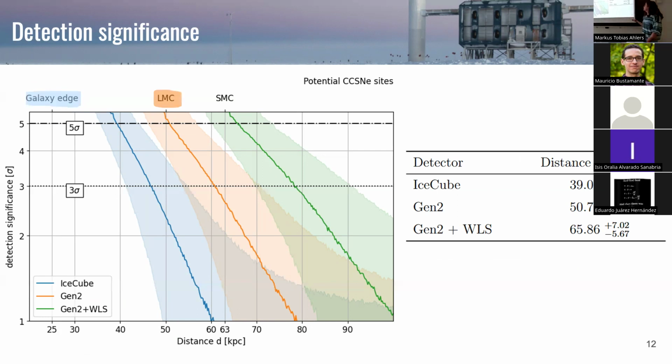And with Gen 2, with wavelength shifters, we are going over the Small Magellanic Cloud. These three regions, basically, the Large Magellanic Cloud and Small Magellanic Cloud, are star-forming regions, so it's a part of the sky where we expect to see supernovae happening.